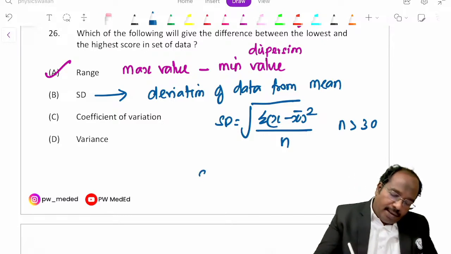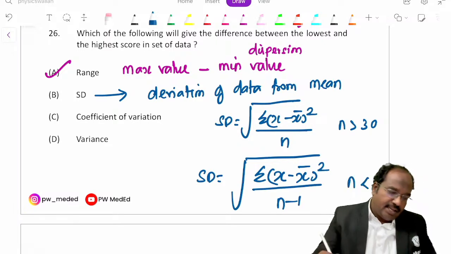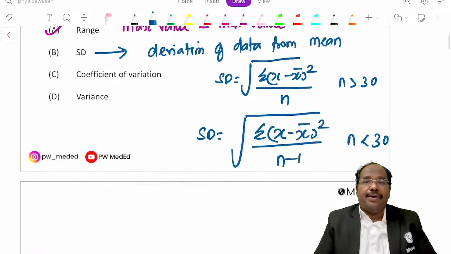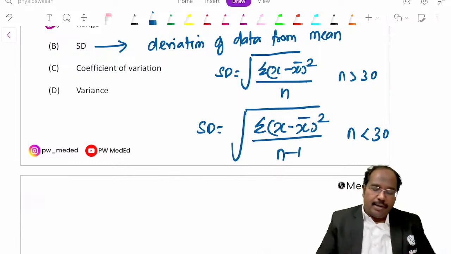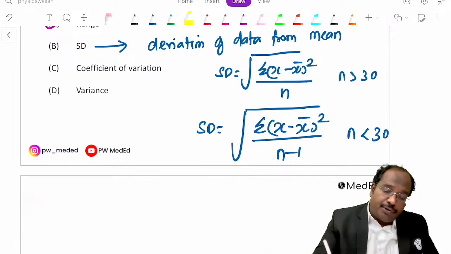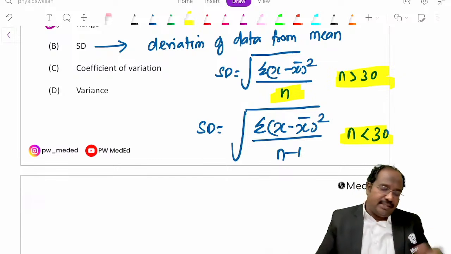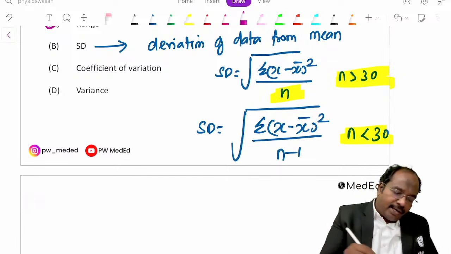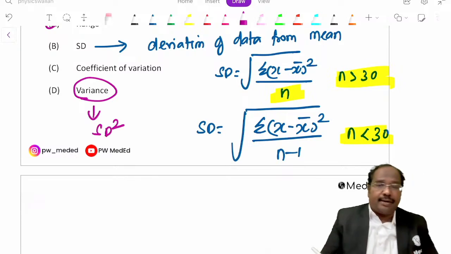There is one more formula: standard deviation is the square root of summation x minus x bar the whole square by n minus 1 if n is less than 30. They won't ask calculation, so we should not be worried about it, but we should know when to use n minus 1. N is more than 30 means use n; n minus 1 when n is less than 30. What is variance? Yesterday we saw variance means SD square.